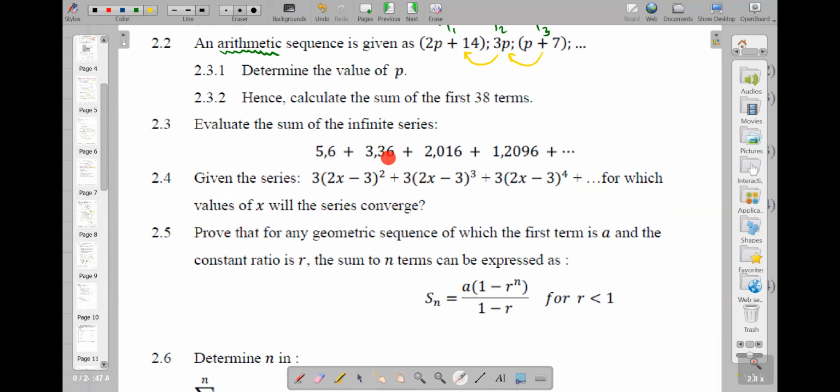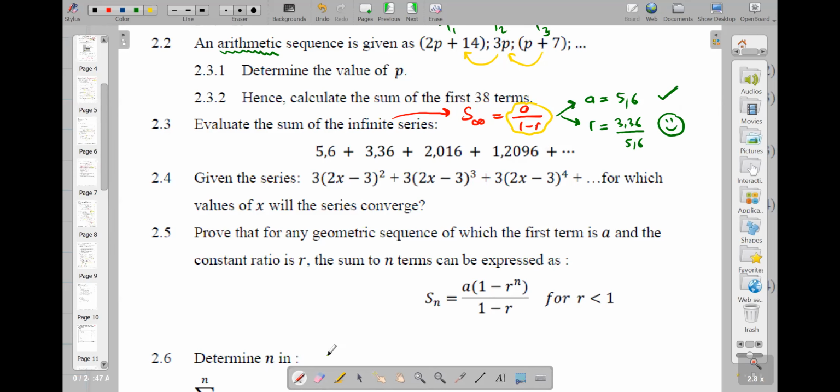2.3, anything different? It's a sum to infinity series. It can be calculated because an infinite series gives the idea. We will use this formula. And the good thing is we only need two values, which is A, that's 5.6, and R. So it is 3.36 over 5.6, whatever it is. So I know A, yes. I can get R, yes. So can I use the sum to infinity formula? Yes, and get the answer, that's it.